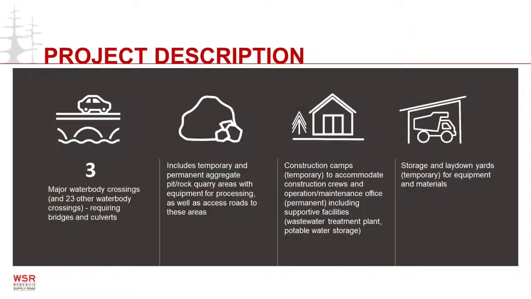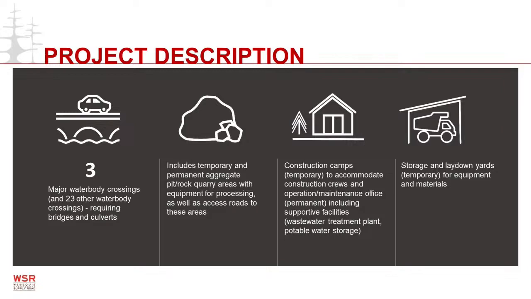In terms of other descriptive parts about the project, there are three major water body crossings. One is the Winisk Lake crossing, which is over 200 meters wide. And then as the road moves southeast of Webequay, it crosses the Winiskisis Channel, which is about, I think, 50 meters wide. And then almost at the eastern end of the road, it crosses the Muckatai River, which is about 35 meters wide. So those are the major water body crossings.